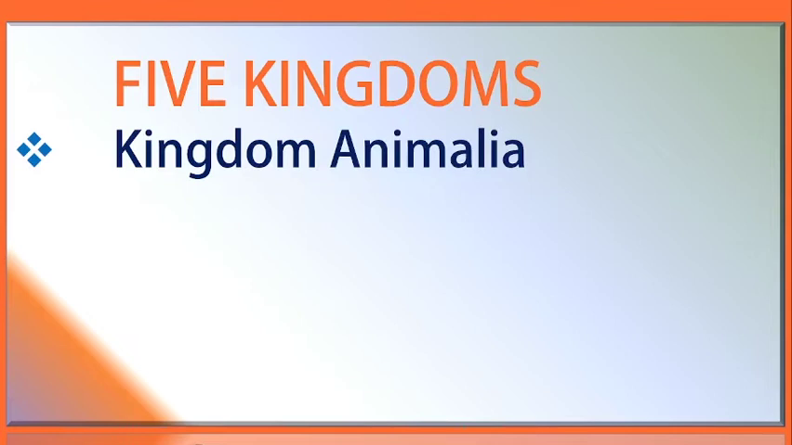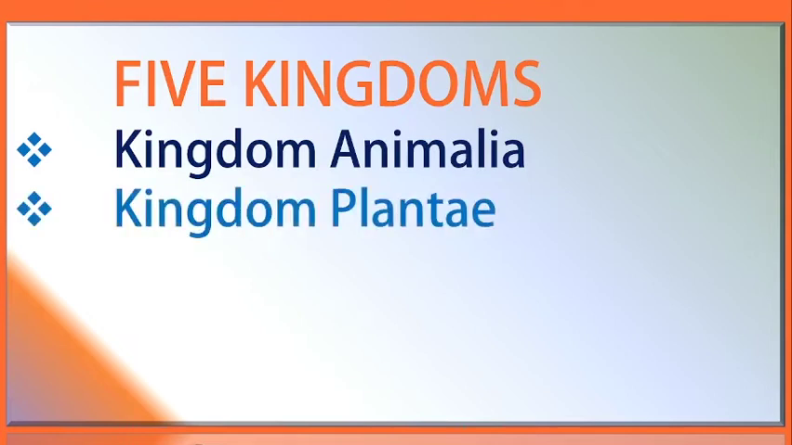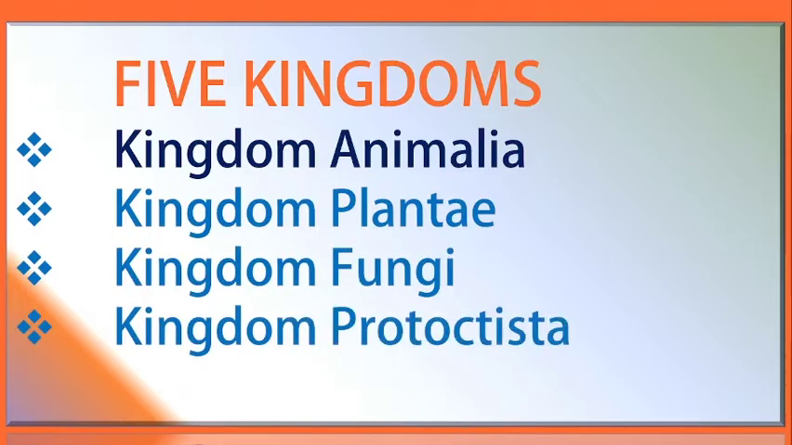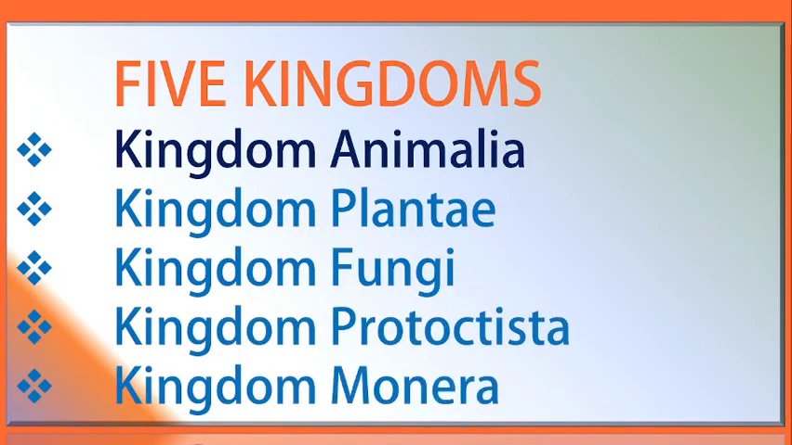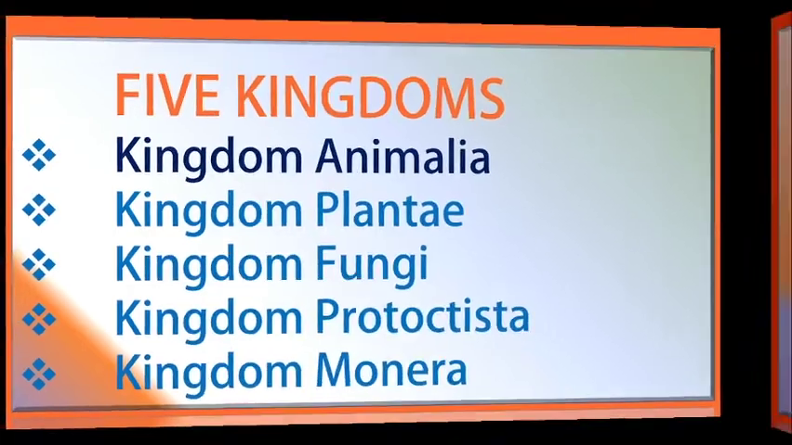In classification, living organisms are placed in 5 kingdoms. Do you know the 5 kingdoms? If you do, let's highlight them together. Kingdom Animalia, Kingdom Plantae, Kingdom Fungi, Kingdom Protoctista, and Kingdom Monera.